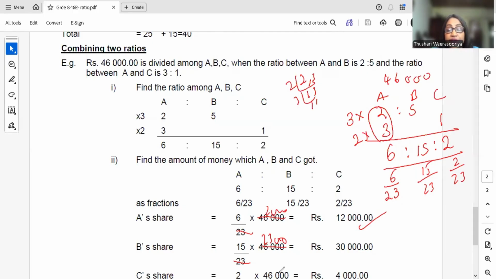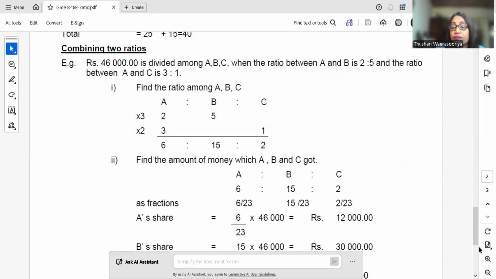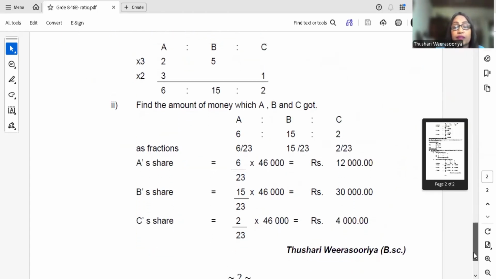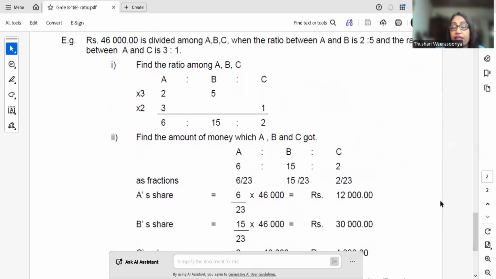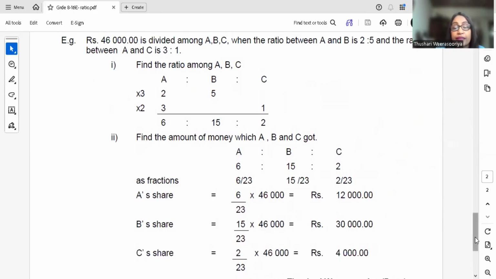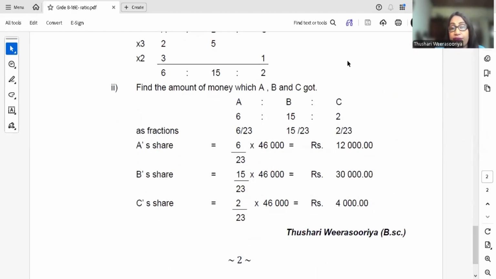Right? Likewise, C's share also you can find in a similar way. C's 1, you can say 2 over 23 into 46,000, then multiply and get 4,000. I assume you can understand this lesson very well.